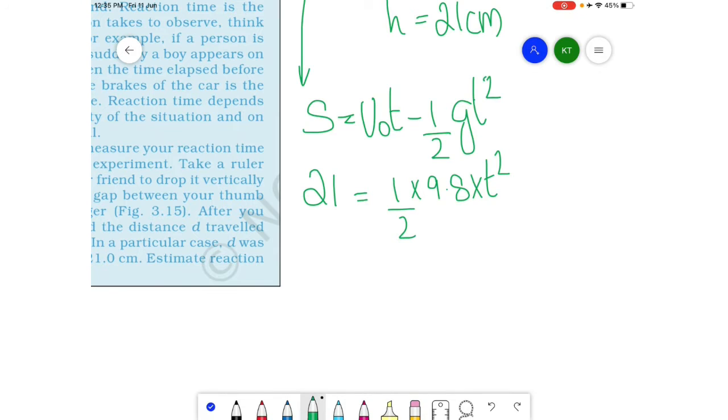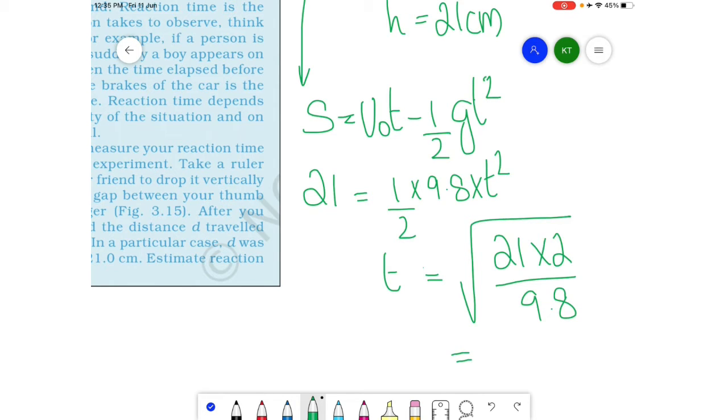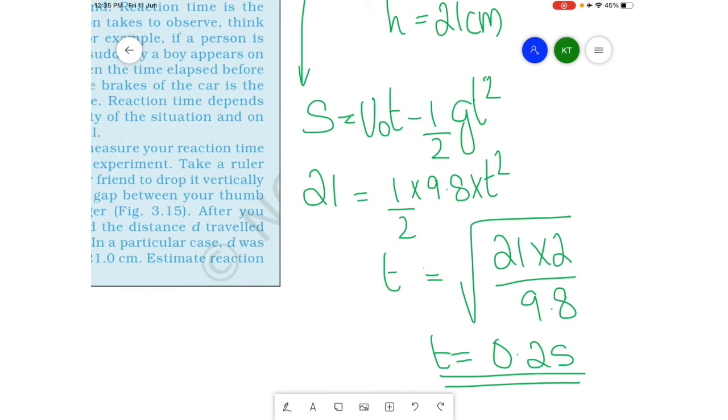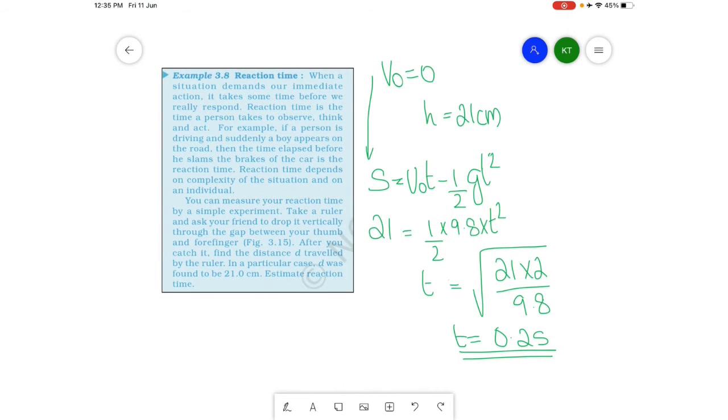When we simplify this, we get t square equal to 21 into 2 by 9.8, so t will be equal to the root of 21 into 2 by 9.8. Solving this, we get t equal to 0.2 seconds. This is our reaction time in this particular case.